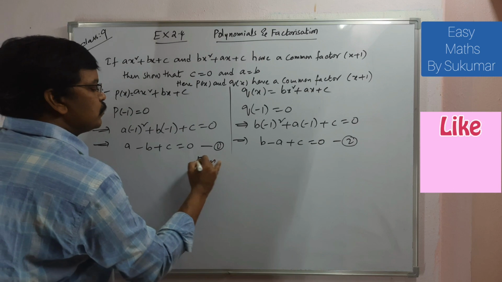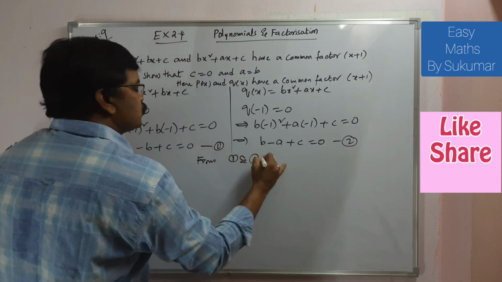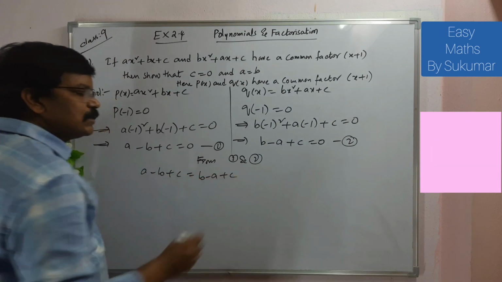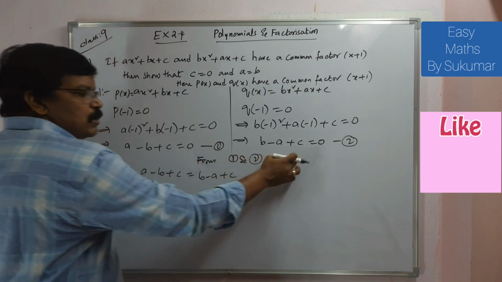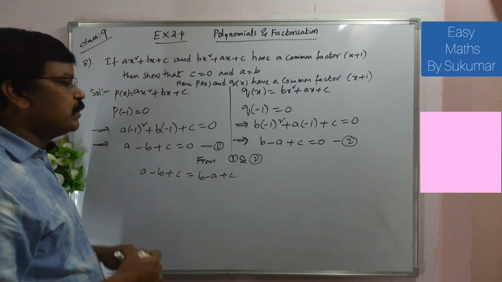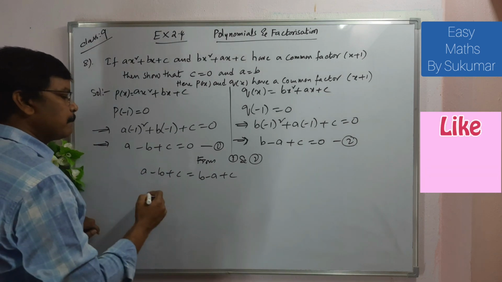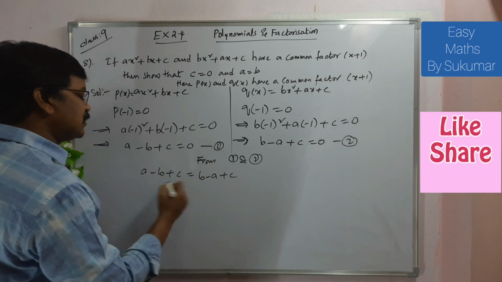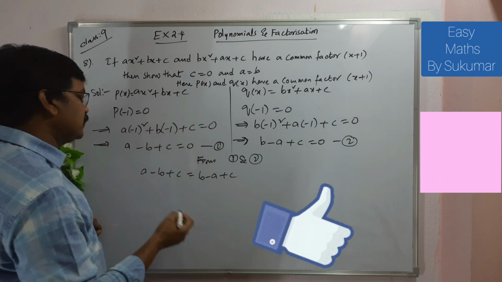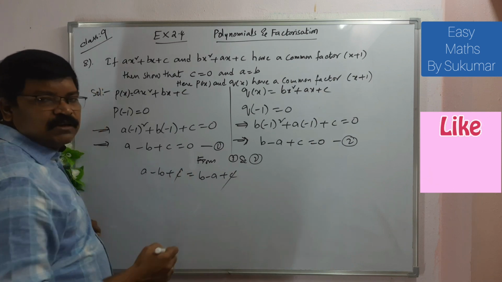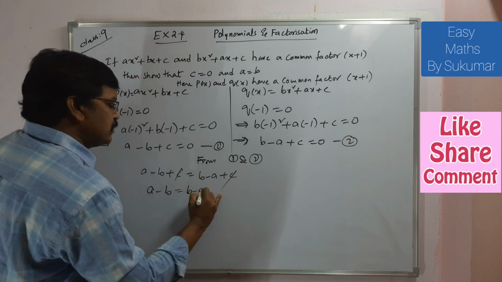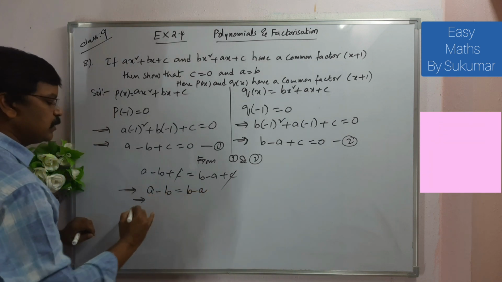So from 1 and 2, my dear students, a minus b plus c should be equal to b minus a plus c. Why? The reason is both right hand sides are equal to 0. So we can equalize the two equations. Now what we have to prove is c is equal to 0 and a is equal to b. That means cancel this plus c on both sides. Right, now a minus b is equal to b minus a.